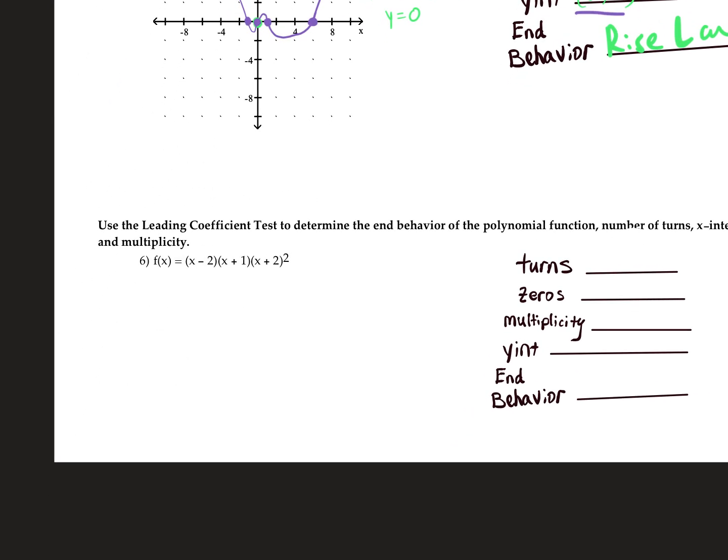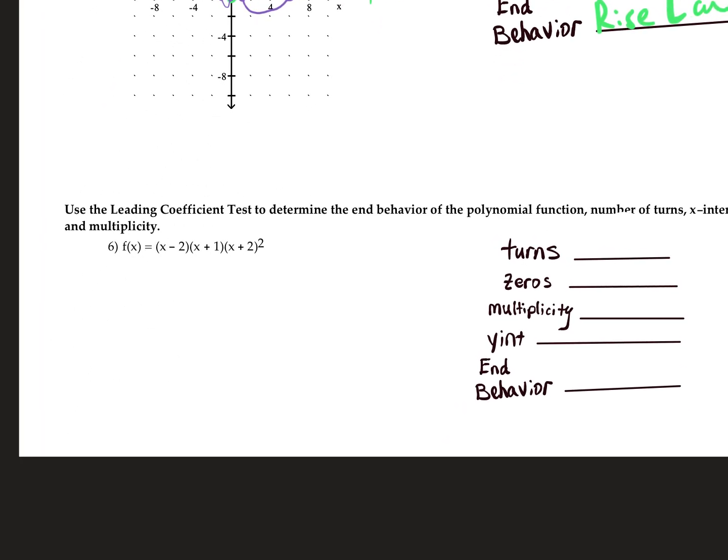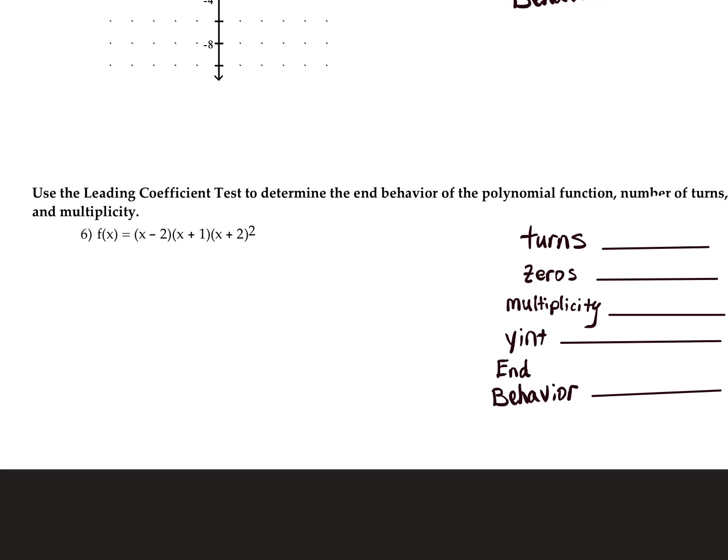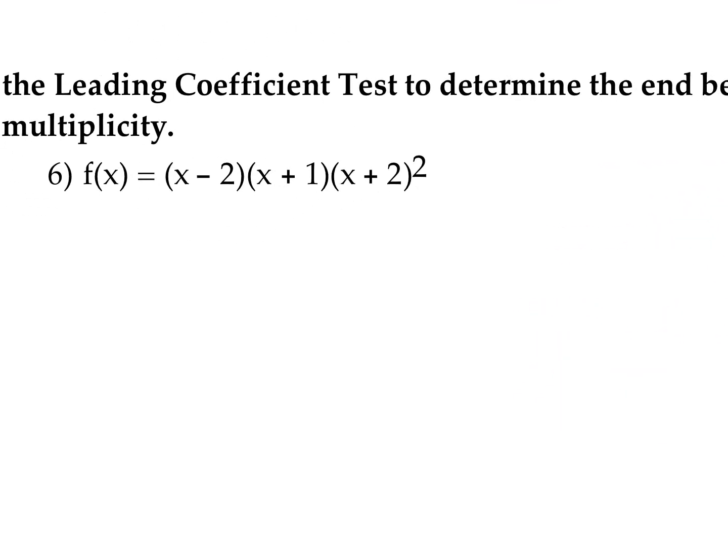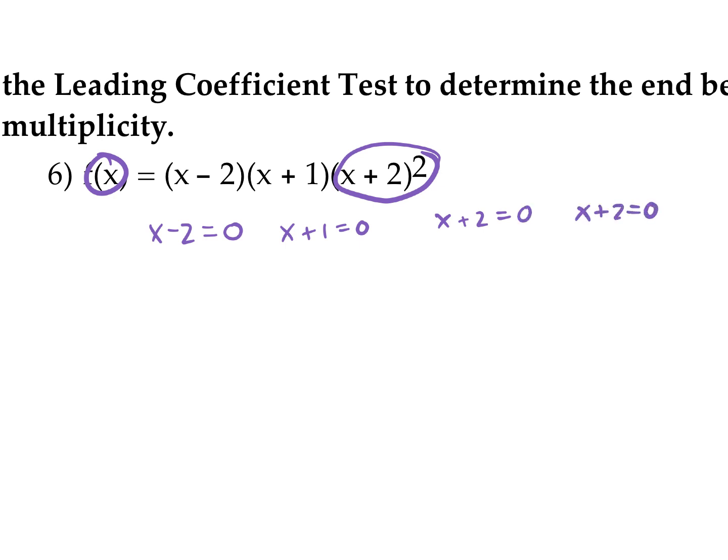All right, for number 6, we're doing the same thing, but this one's already factored for us. So here, to find the zeros, I'm going to make y 0. Just set each little piece equal to 0. X minus 2 equals 0. X plus 1 is equal to 0. X plus 2 is equal to 0. And there's actually 2 of these, so I have another x plus 2 equals 0. Then I solve. So add 2 to both sides.